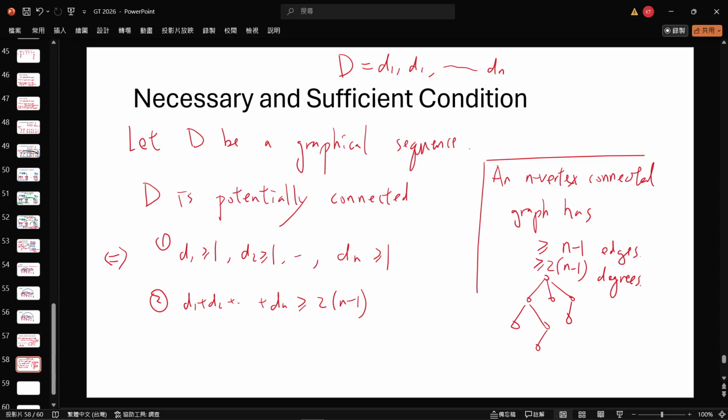Okay, so this is not a proof. It's like we have this direction. If we already know that this is a potentially connected graph, also a potentially connected degree sequence, then for sure we cannot have 0 degrees. And since it can be realized by a connected graph, their total degree should be at least twice m minus 1. So we already have this direction. Now we have to consider the other direction.